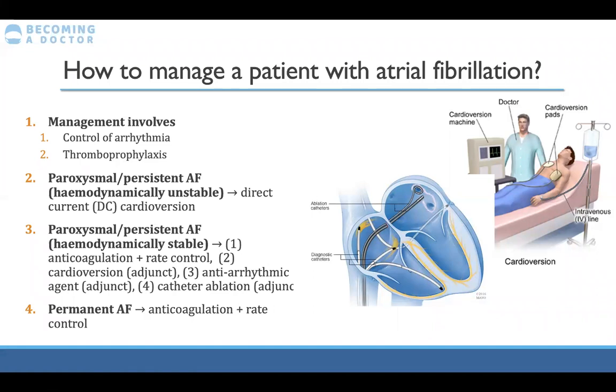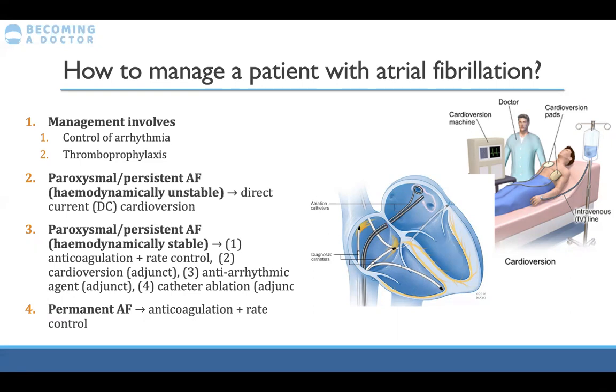In a hemodynamically stable patient with paroxysmal or persistent AF, your first line treatment is going to be anticoagulation like dabigatran, rivaroxaban, apixaban, etc., plus a rate control strategy. So, something that aims to control the ventricular rate, but with no commitment to restoring or maintaining sinus rhythm. For rate control, beta blockers are the preferred choice.